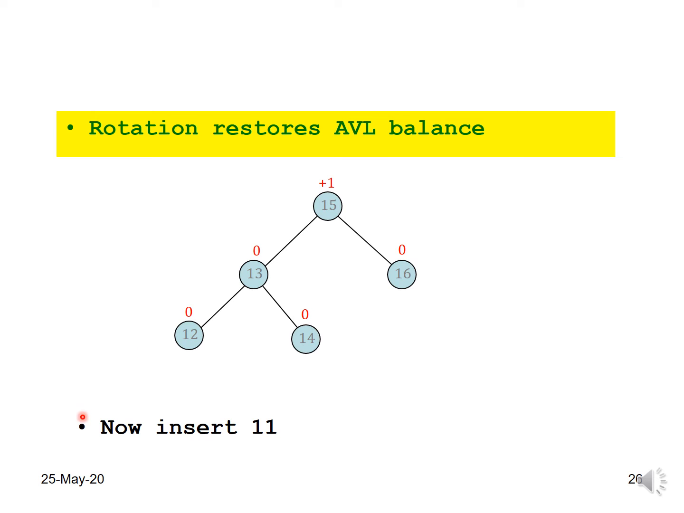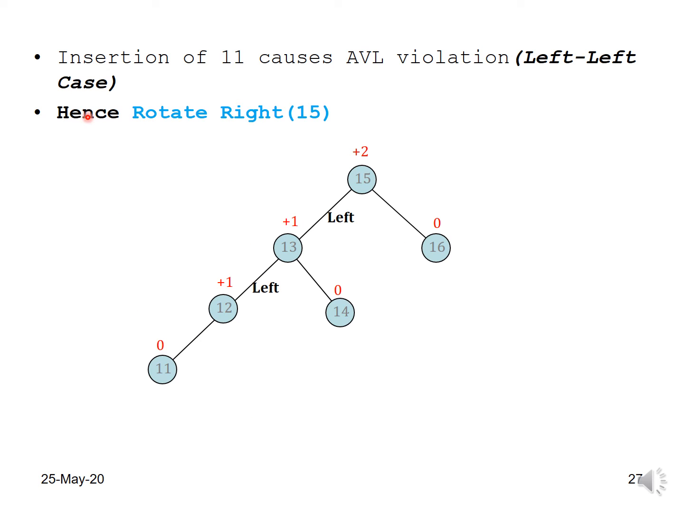Now we will insert the next value. So we will insert 11. So 11 should come here because this is less than 12. Now we will see what happens after inserting 11. Insertion of 11 causes an AVL violation. This is a left case. Hence we will again rotate.